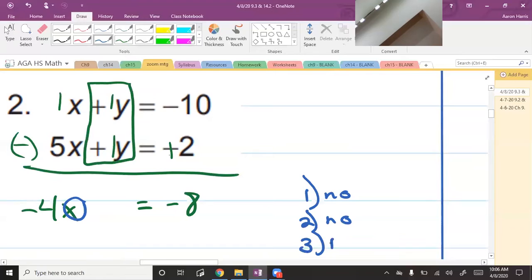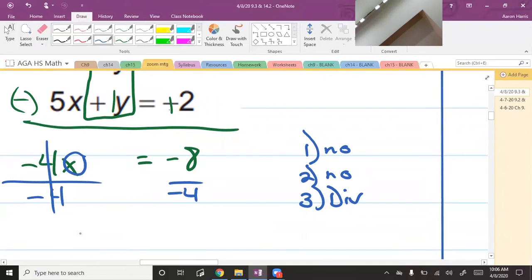Step 3, divide. Why divide? Because this is negative 4 times x. Negative 4, negative 4. I get what? X equals negative negative is a positive. 8 divided by 4 is 2.